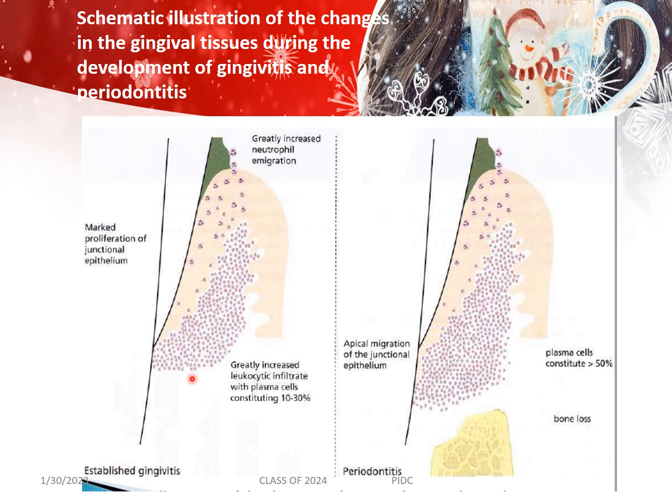Till this status, it is a reversible status. But once the body is not able to manage it, there is so much infiltration, there is apical migration of the junctional epithelium, which means that, as you can see, the junctional epithelium has come down a bit, which means that a pocket has formed, and this results in more bone loss, resulting in periodontitis. At this stage, it is irreversible.